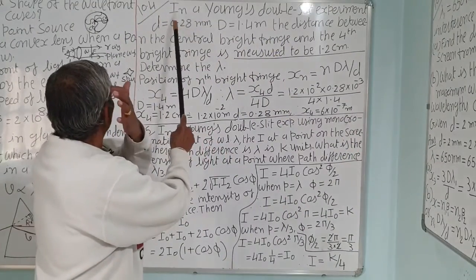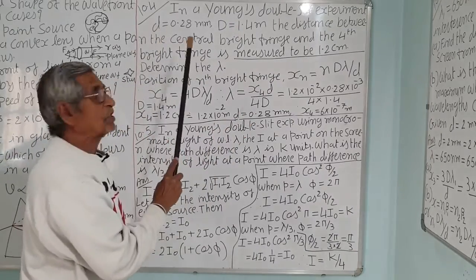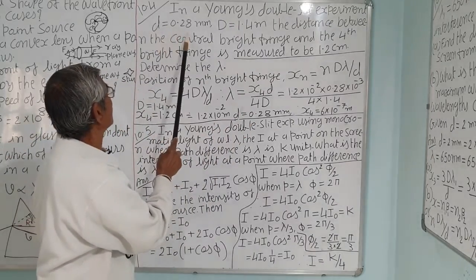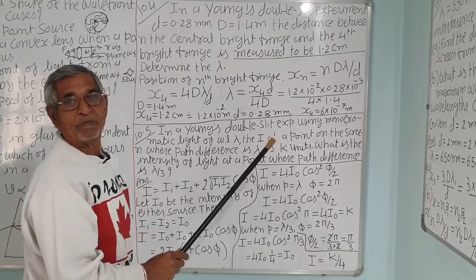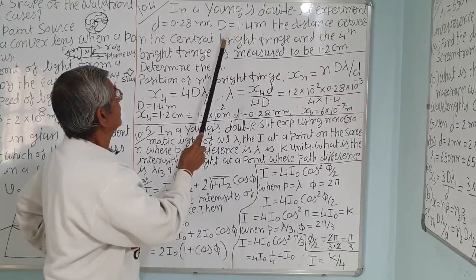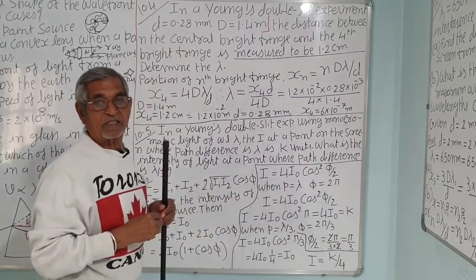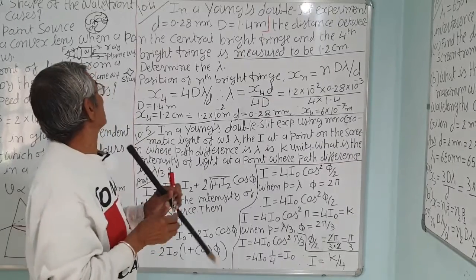Example 10.4. In a Young's double slit experiment, the distance between two slits, small d, is equal to 0.28 millimeter. It is always in millimeter, remember. And the distance of the screen, capital D, is equal to 1.4 meter from the slit. That is, D is the distance of the screen from the slit.